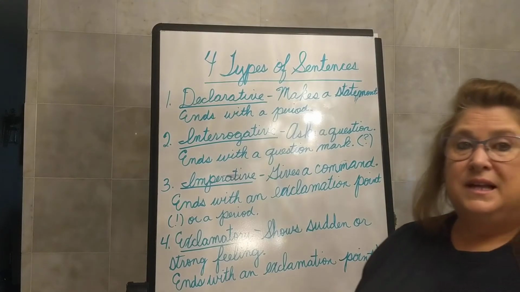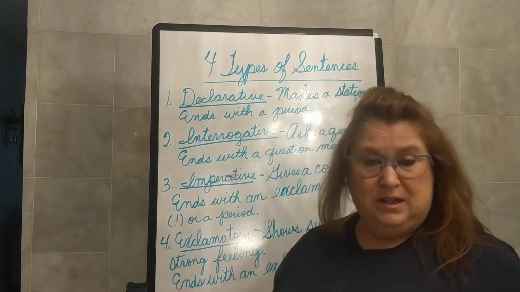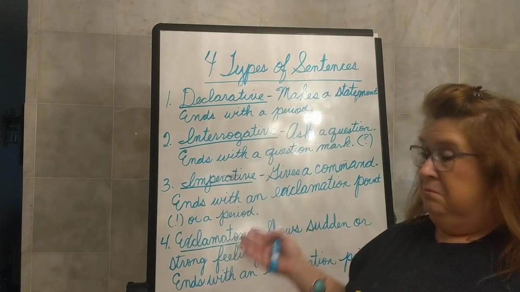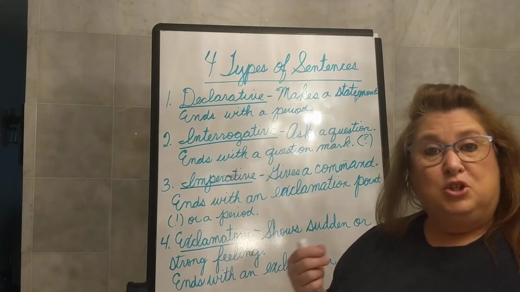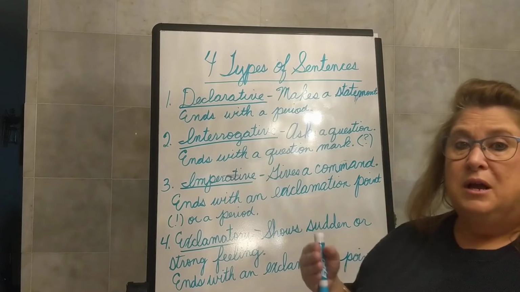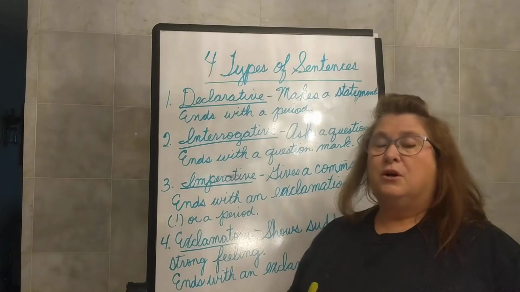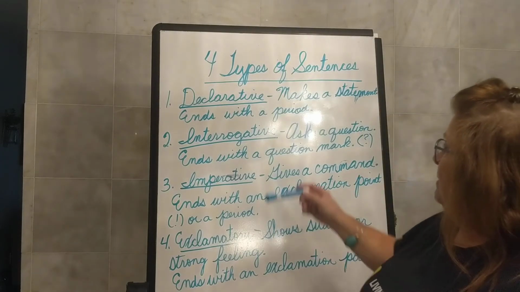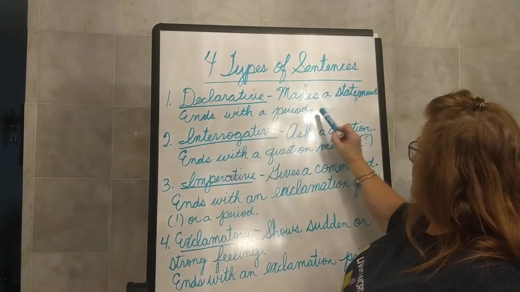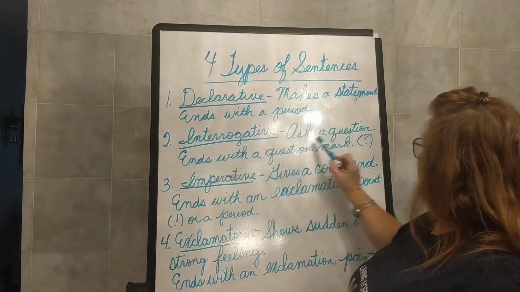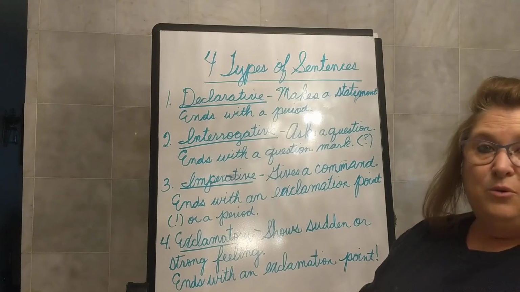So you can write an example of an interrogative sentence. You can say, do you like pizza? That's an interrogative sentence. Be sure your sentence begins with a capital letter. Be sure that it ends with a question mark. So our 2 types of sentences so far that we have talked about are declarative, makes a statement, ends with a period; interrogative, asks a question, ends with a question mark.